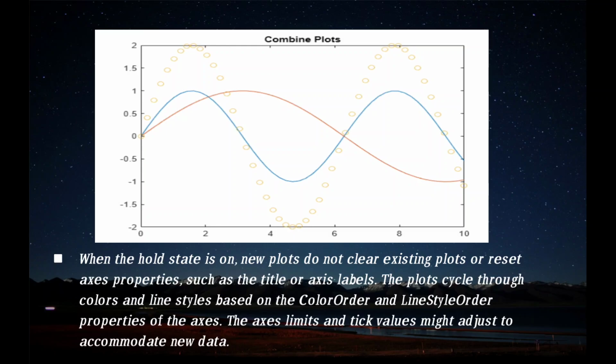When the hold state is on, new plots do not clear existing plots or reset axis properties such as the title or axis label. The plots cycle through color and line style based on the color order and line style order. Properties of the axis: the axis limits and tick values may adjust to accommodate new data.